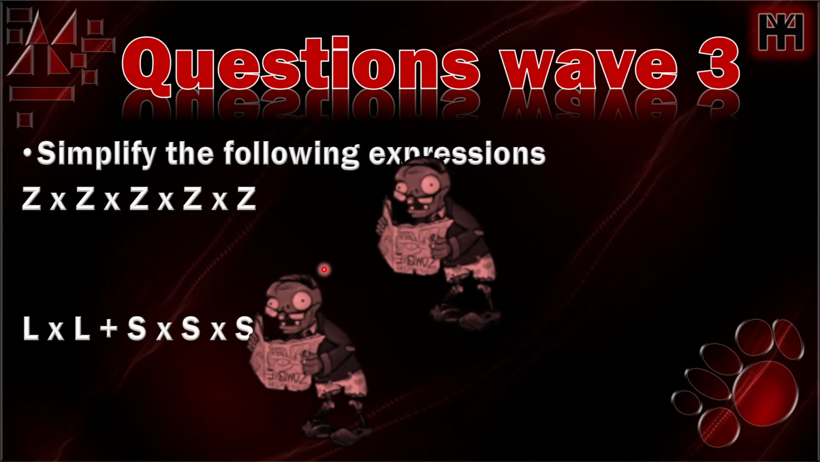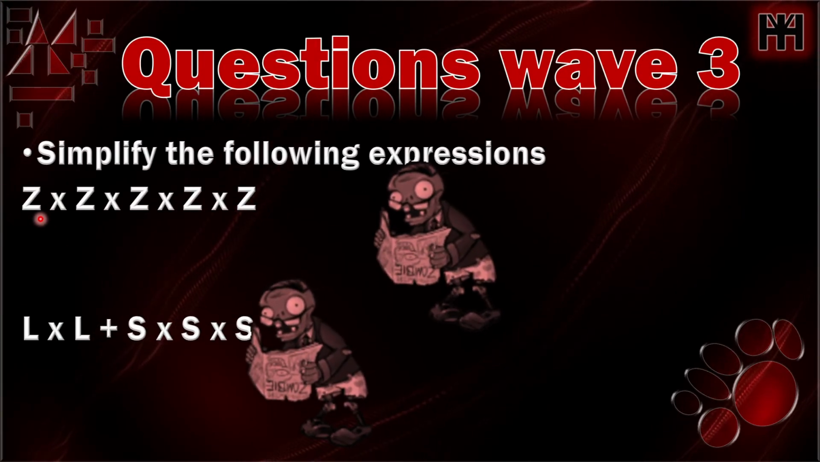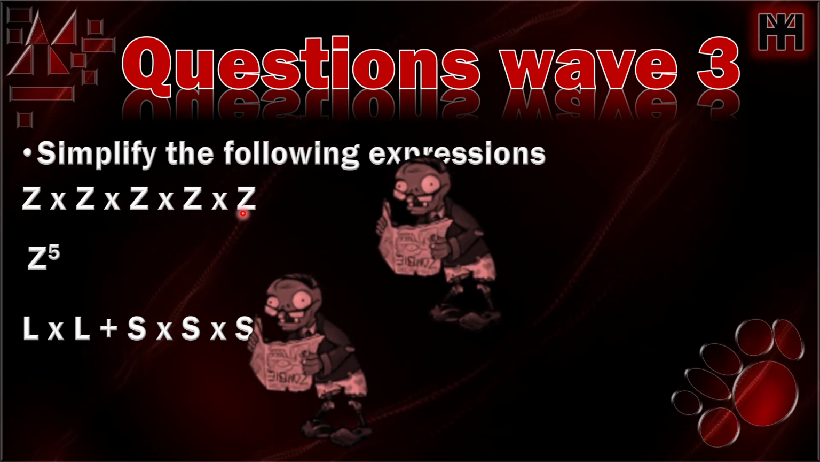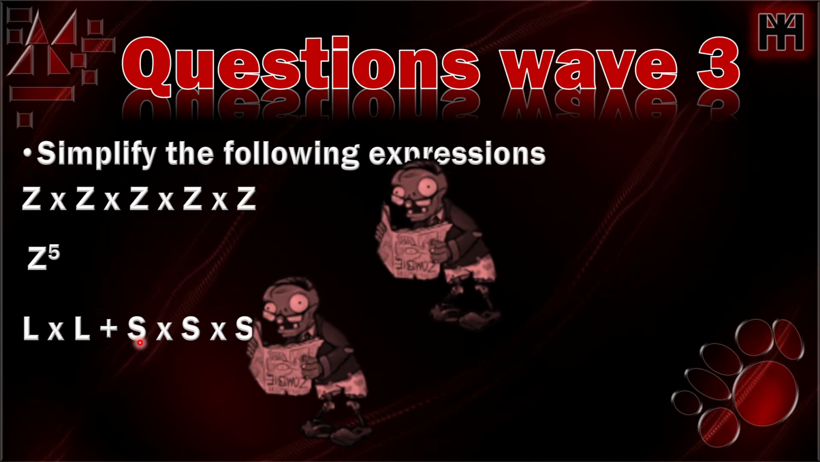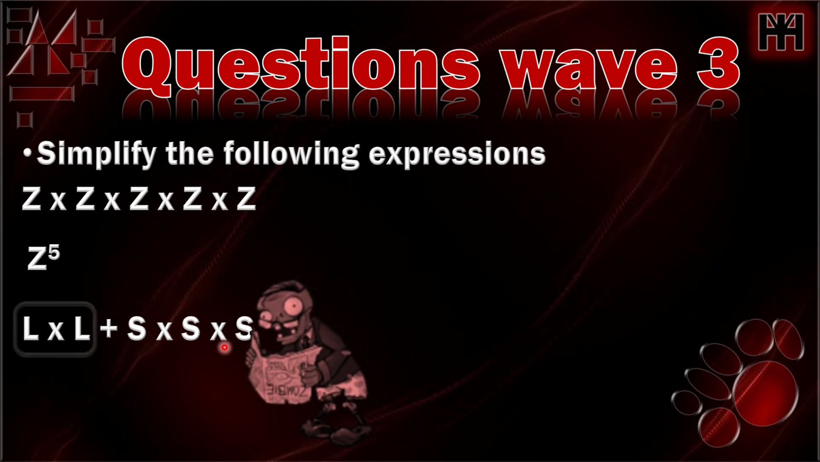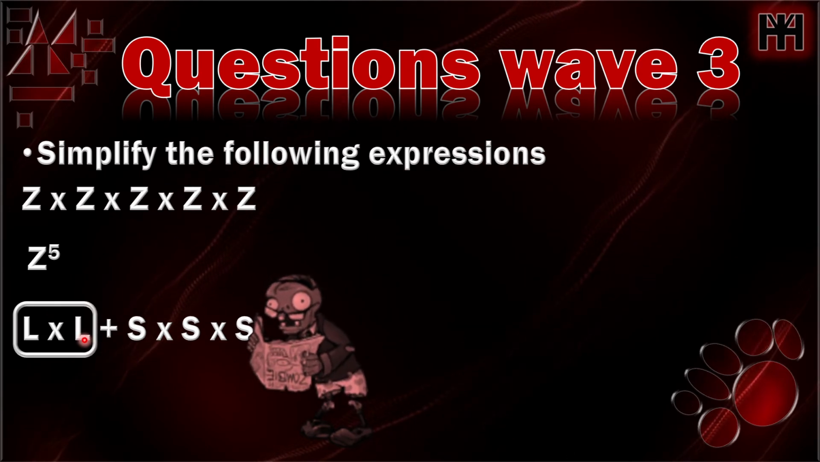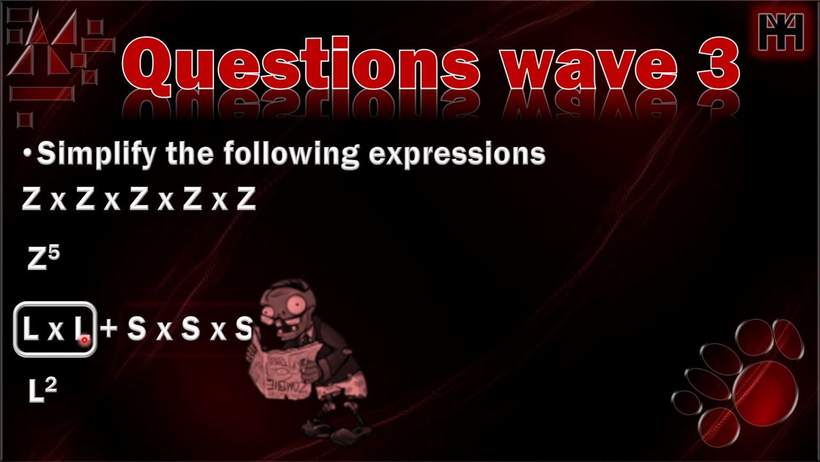Okay, simplify the following expressions. We have z times z times z times z times z. So the answer will be z to the power 5. We have here L times L plus S times S times S. So the answer will be, we'll gather the like terms. Here we have L squared plus S cubed.